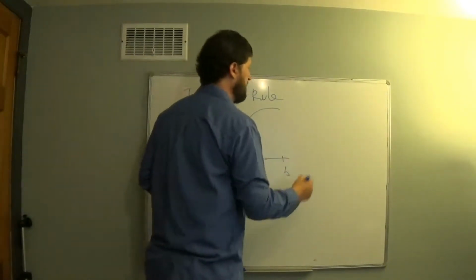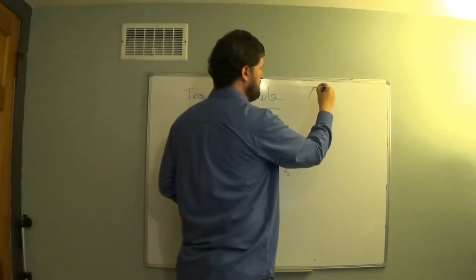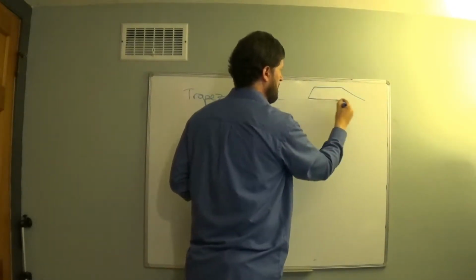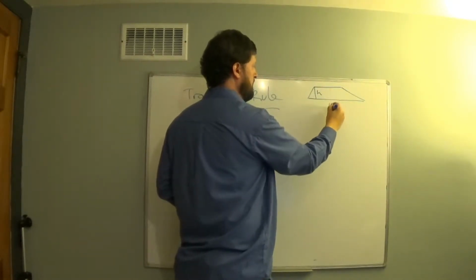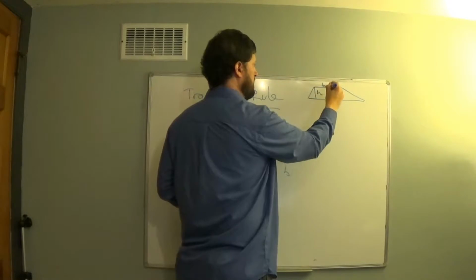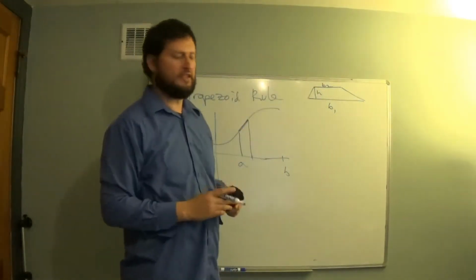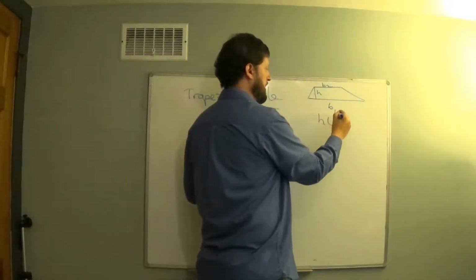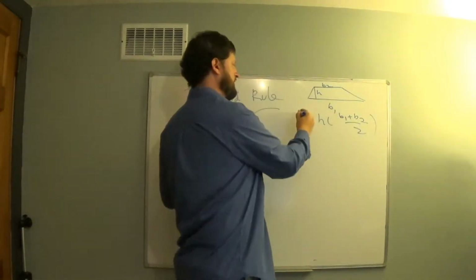Let's remember what the area of a trapezoid is. If I have a trapezoid, the area is the height times the average of the bases. So height times b1 plus b2 over 2. That's the area.